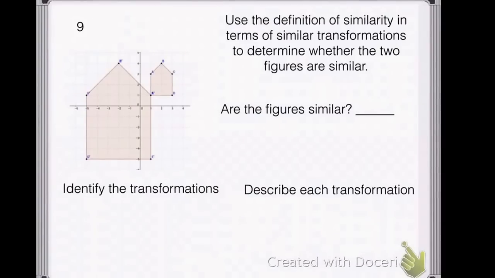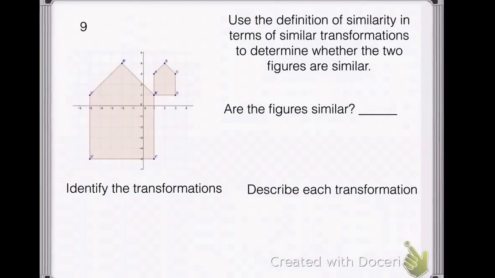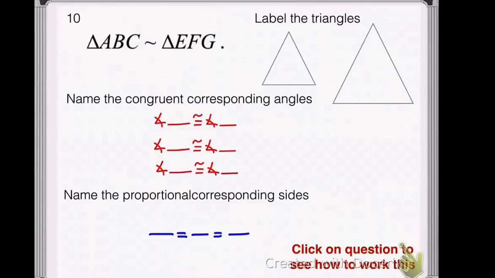Describe or identify the transformations. And describe each transformation. On this one, we want to be able to identify the congruent corresponding angles, because angles are congruent in corresponding shapes or similar shapes, and name the proportional corresponding sides, because the sides are not equal, they are proportional. So we need to label the sides.